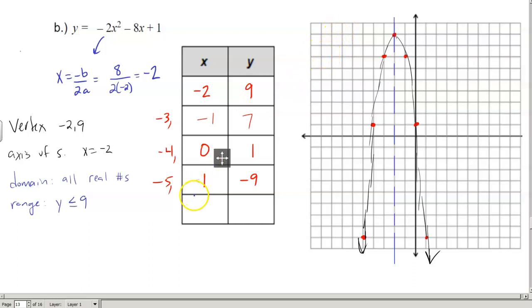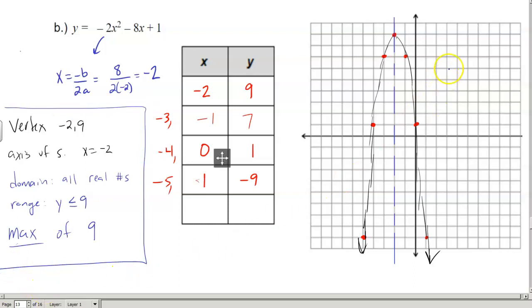And then the other things it asks for, what about a maximum or a minimum? Well, in this graph, we have a maximum value, not a minimum value. We have a maximum value because, just look at the graph, we have a high point. And so we're going to say we have a max of, and all we're going to do is state the highest point or the y value of the graph. So we're going to say a maximum of 9 there. So there's all my extra little questions that I might have to answer, and here's my graph of that equation.